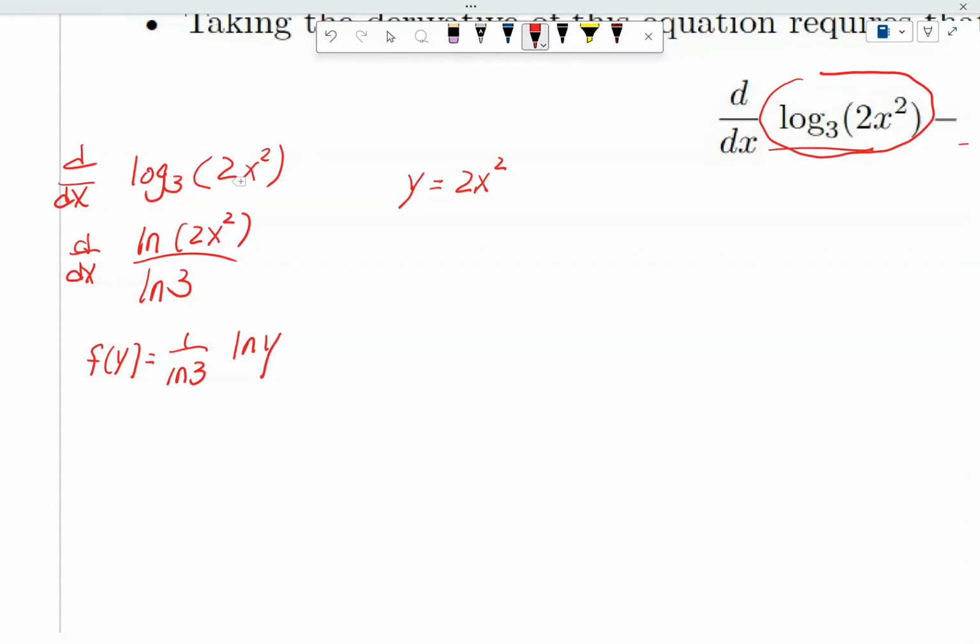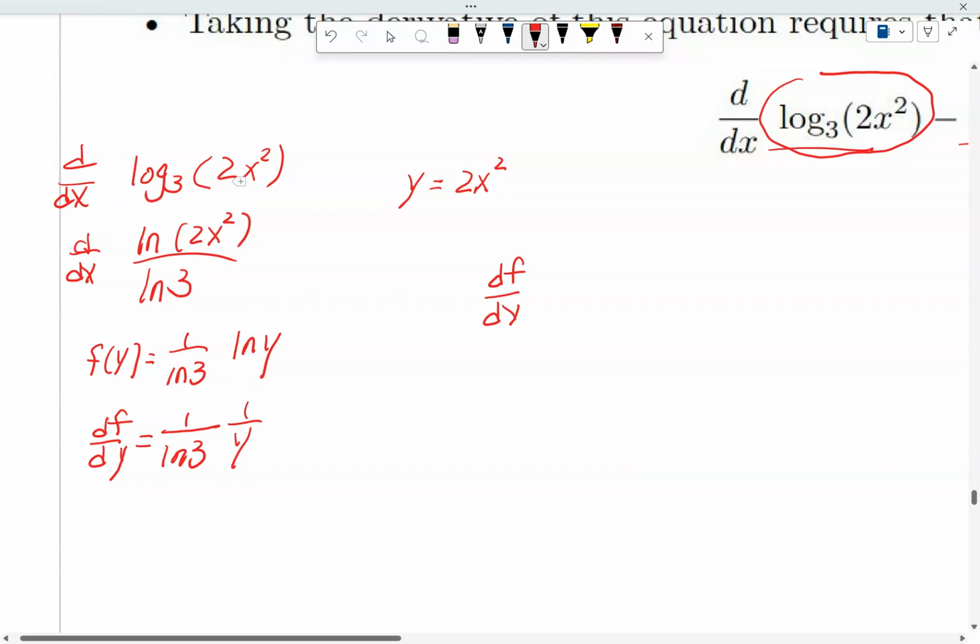So df dy, the derivative, well, this is a constant, so nothing changes here. It's constant. And this part is what we learned previously. It's just 1 over y. So now we found df dy. But what we really want is df dx. But we can achieve df dx by multiplying df dy by dy dx, because the y terms cancel out. Okay? And now, if we want to find dy dx, we simply take the derivative.